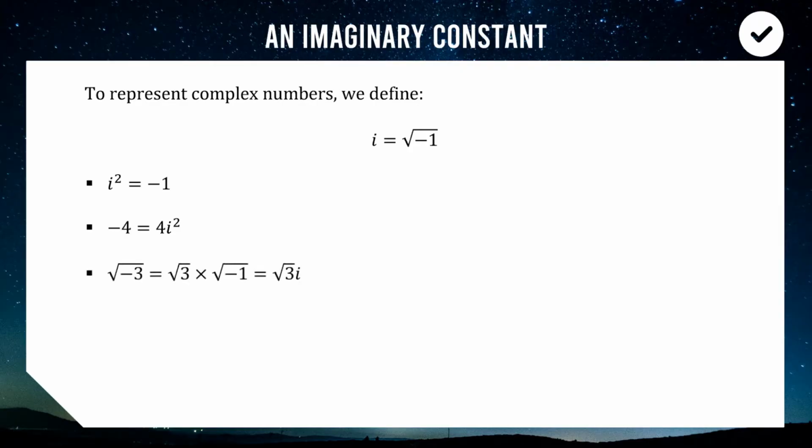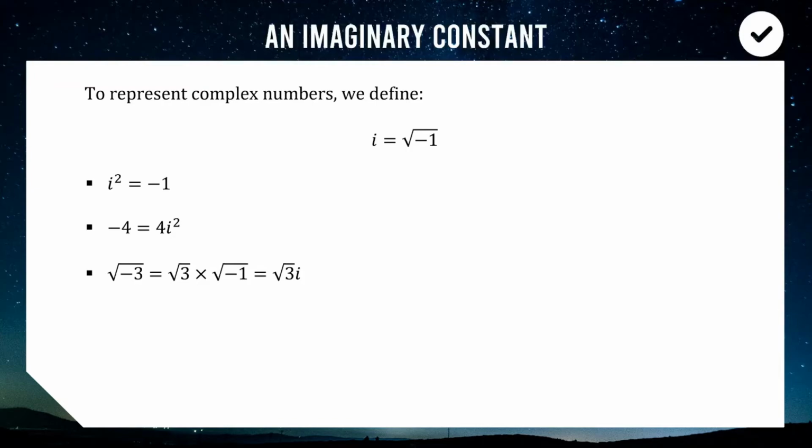And more importantly, if we had something like the square root of -3, which we can't actually compute, we can split this apart using our surd algebra and say that the square root of minus 3 is the square root of 3 multiplied by the square root of minus 1. And the square root of minus 1 is defined by us as i. So we can write this expression as root 3 i, or i root 3 if you prefer. So we can use this imaginary constant to turn an unanswerable surd into an expression that we can work with in some sense.